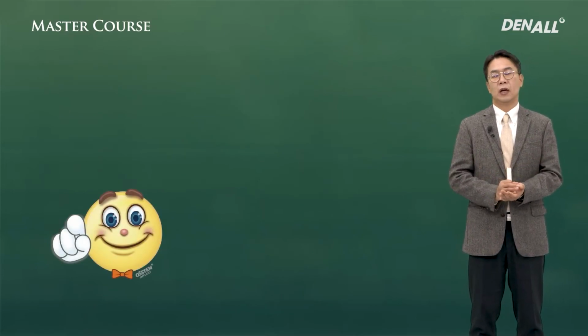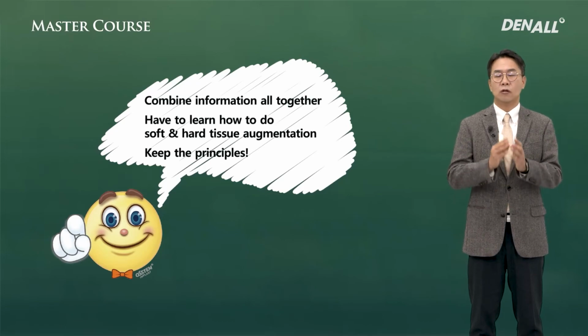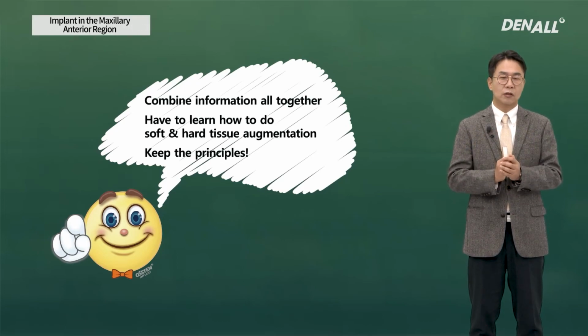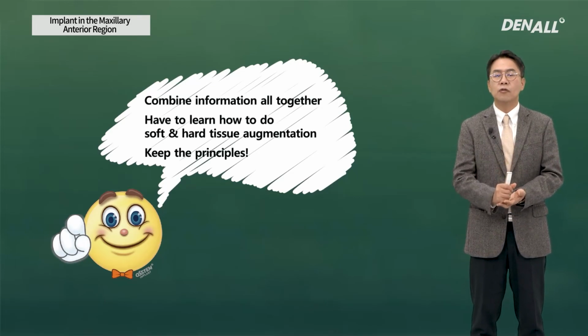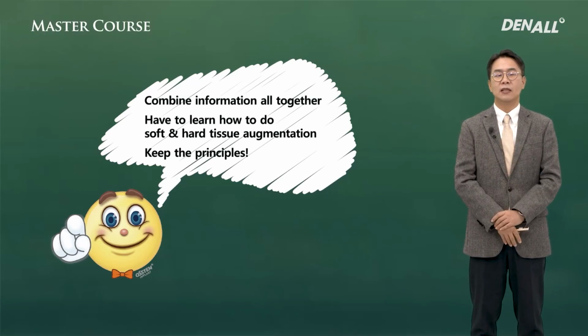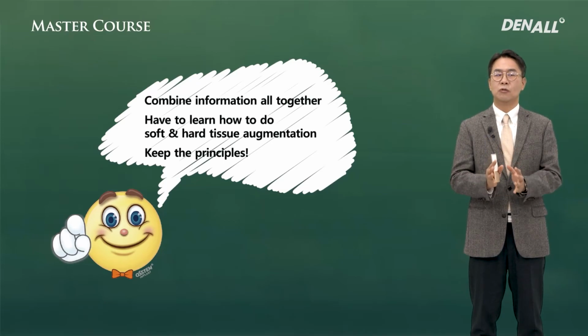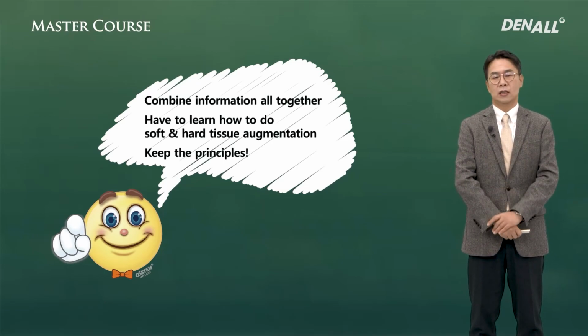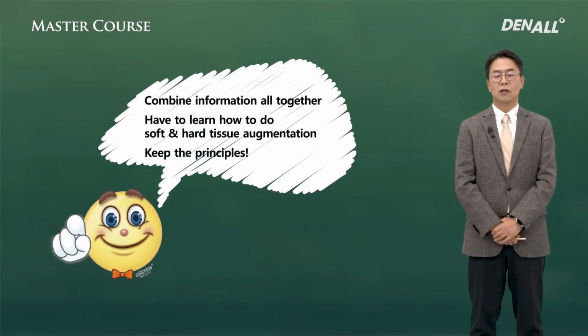What is important is that rather than going into the surgery immediately, you need to obtain information from a patient as much as possible. And all such information should be combined together to come up with a treatment plan. Based on that, you need to decide whether soft tissue or hard tissue augmentation will be made before surgery. And most importantly, these steps need to be established as principles which should be adhered to. That is very important to obtain a very good aesthetic outcome. That's a tip.